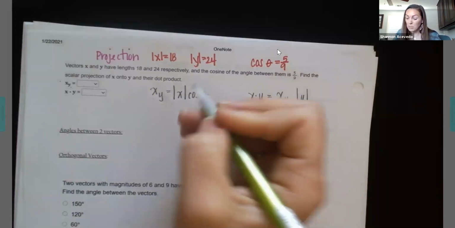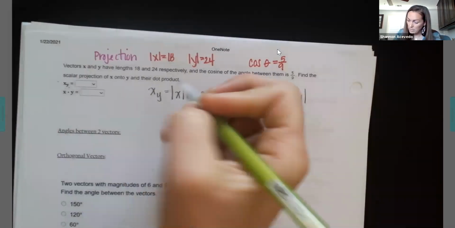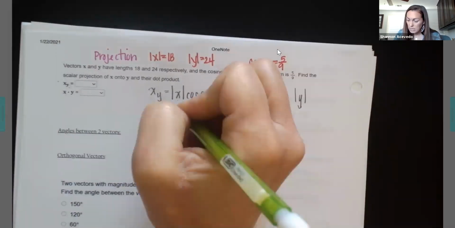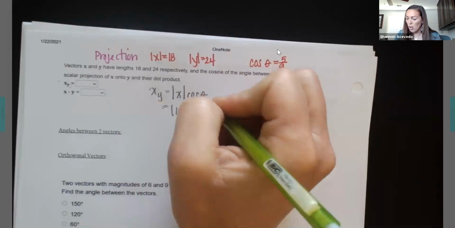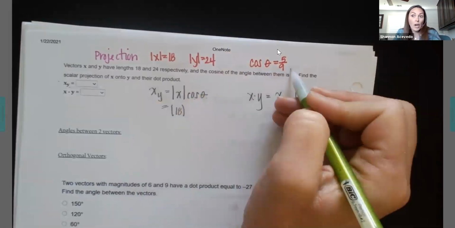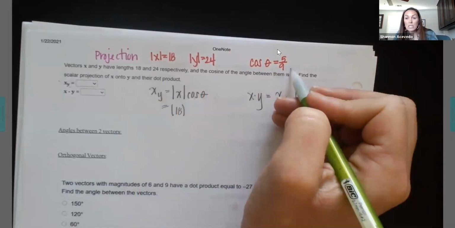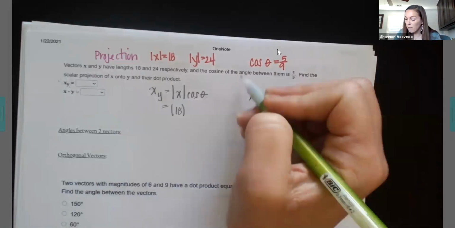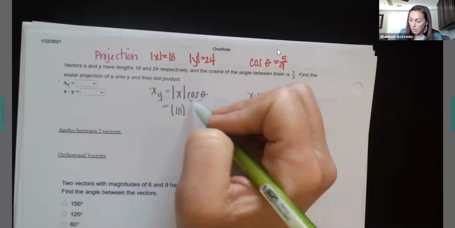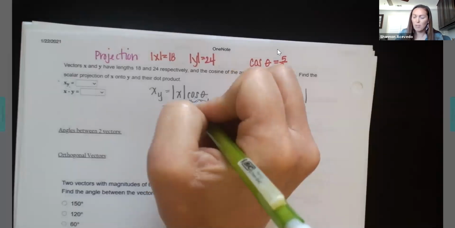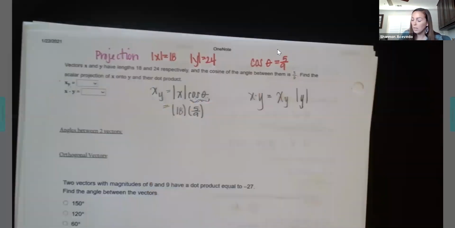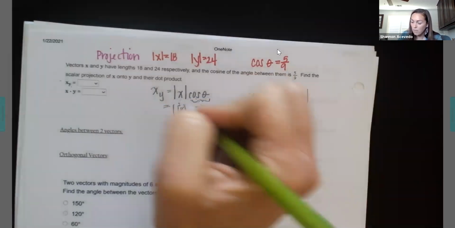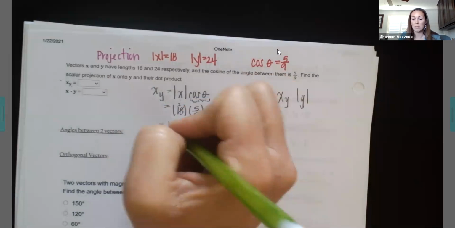I need to find this projection, and it tells me it's going to be the magnitude. Sweet, I know that is 18 times cosine of theta. Oh, look, I know cosine of theta. They didn't give me just theta. I could plug in this whole piece. Cosine of theta was my 5/9. Oh, they made it even easier for me, right? And then I know 9 goes into 18 2 times, so 2 times 5 is 10.